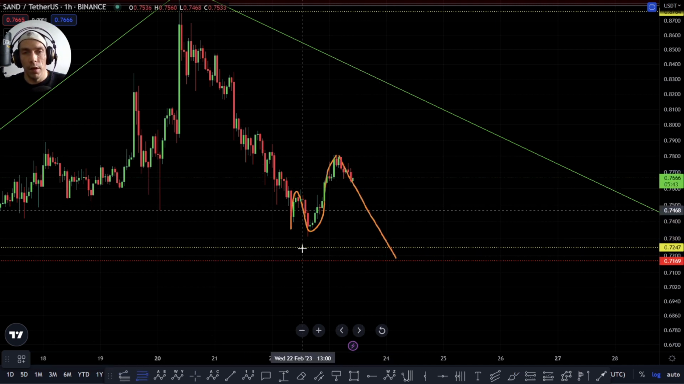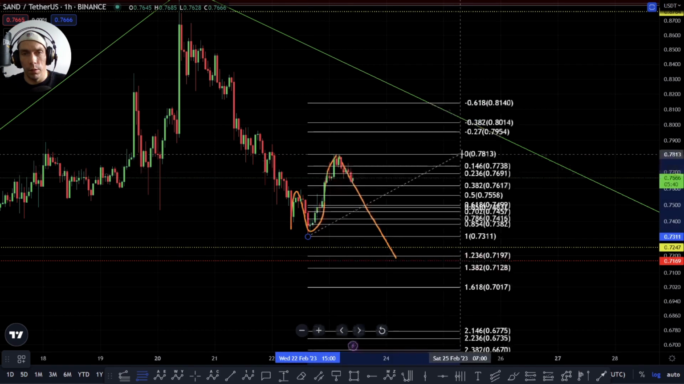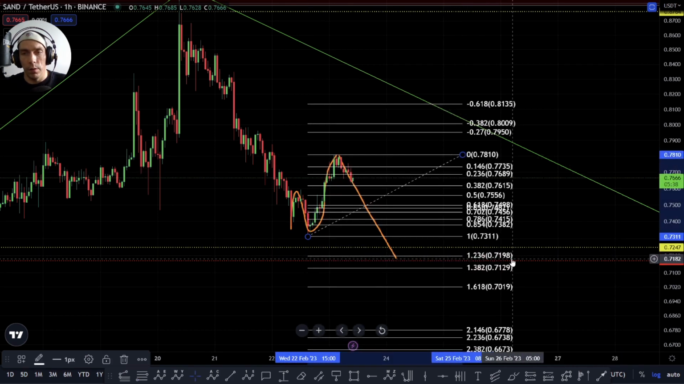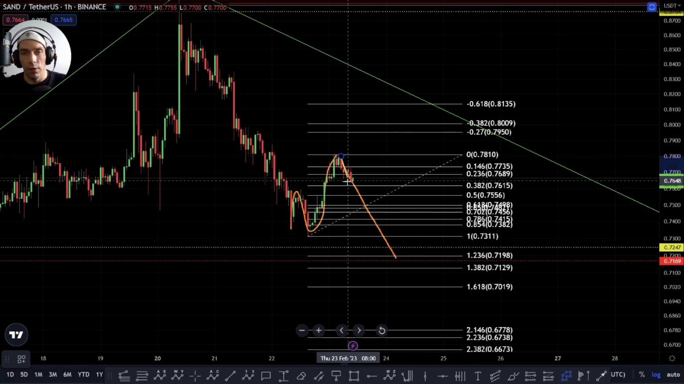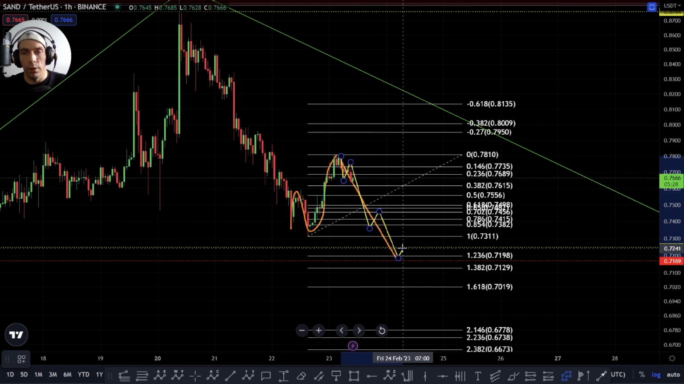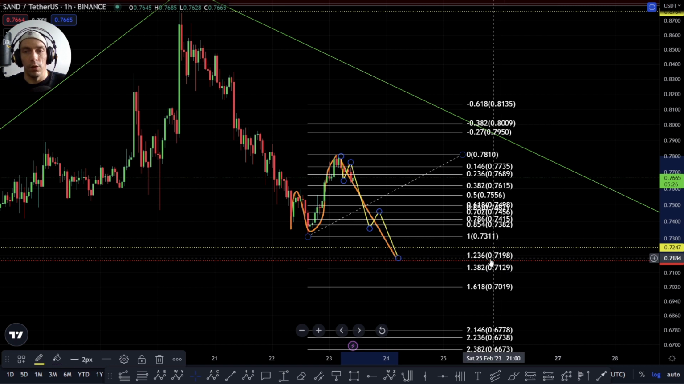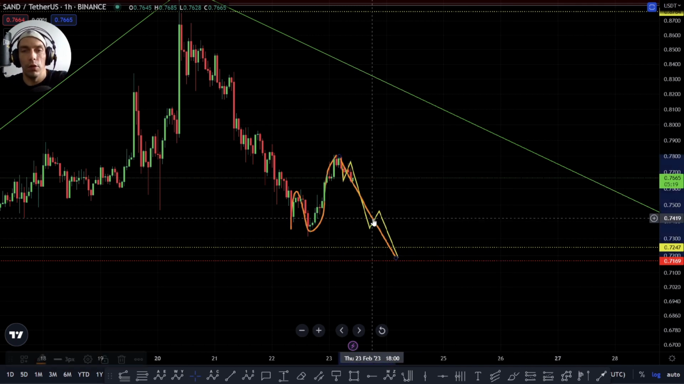If that is the case, the target zone I'd be looking for would be this 7198 to the 7019. If we do get another push to the downside here, and this becomes a 1, 2, we get a third, fourth, and a fifth. This would be a zone that I'd actually look for, the 7198 to the 7019, and that could then look to actually complete this move.